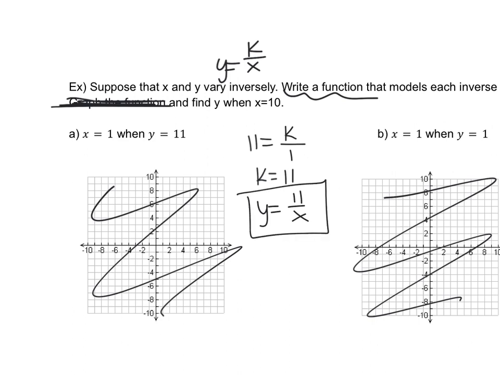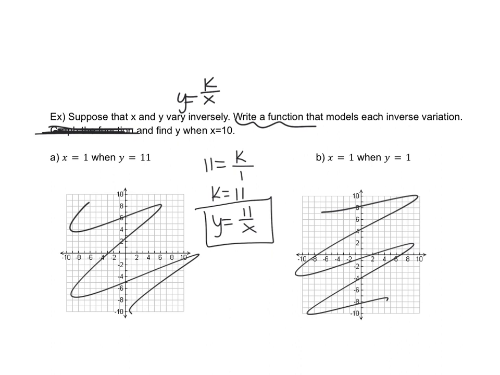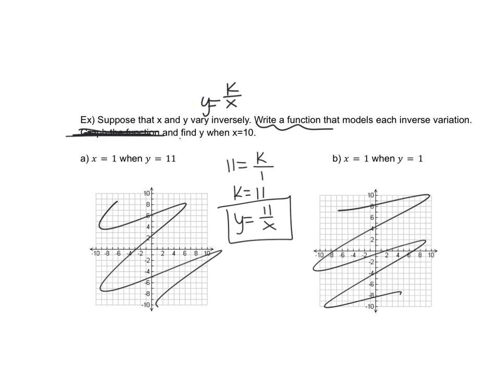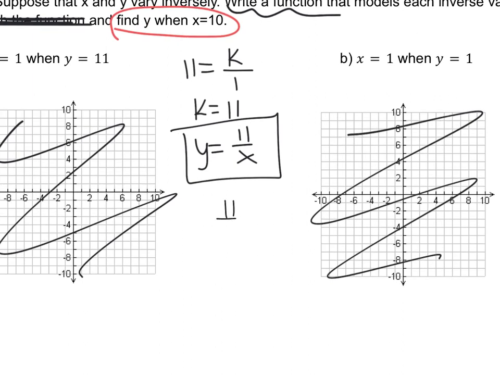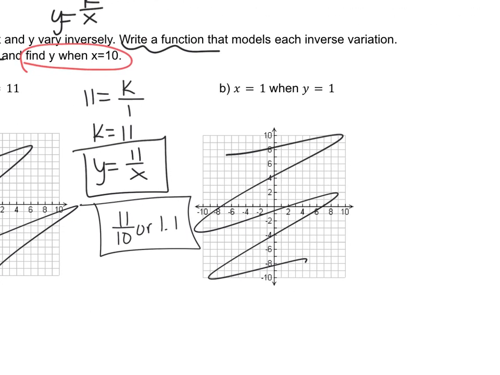That's our function rule. And then the next part of the directions want us to find y when x equals 10. So there's some problems like that in your homework. All you're doing is plugging in 10 for your x and solving it. So that would be 11 over 10, which you could leave just like that, or you could say 1.1, right? Okay, letter B is too easy.